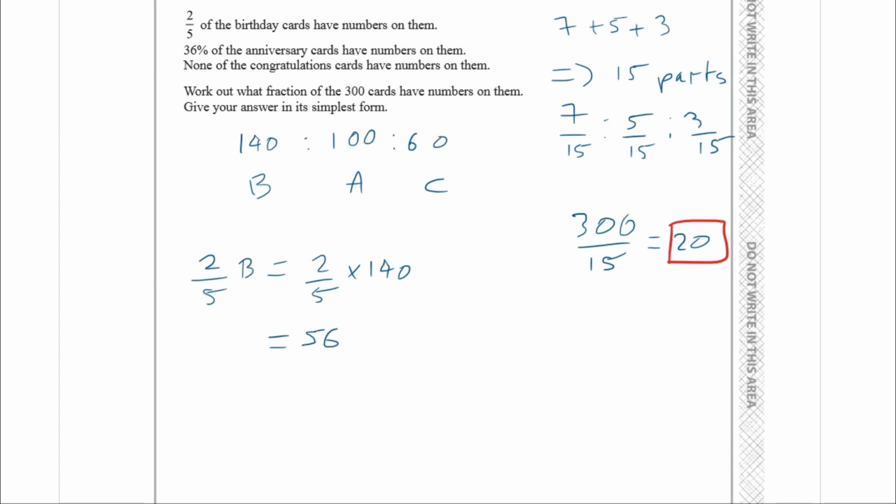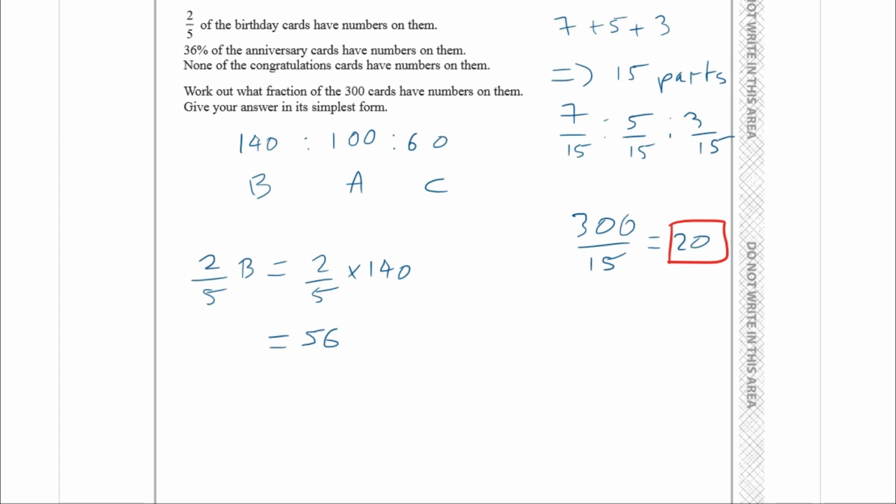If you don't know how to divide a number by 5, I would encourage you to check out the video that we put out about dividing numbers by 5. What we do is we double them. So when you want to do 140 divided by 5, just do 14 times 2, which is 28. And then we're multiplying that by 2 again here, so we get 56. So 56 of the birthday cards have numbers on them.